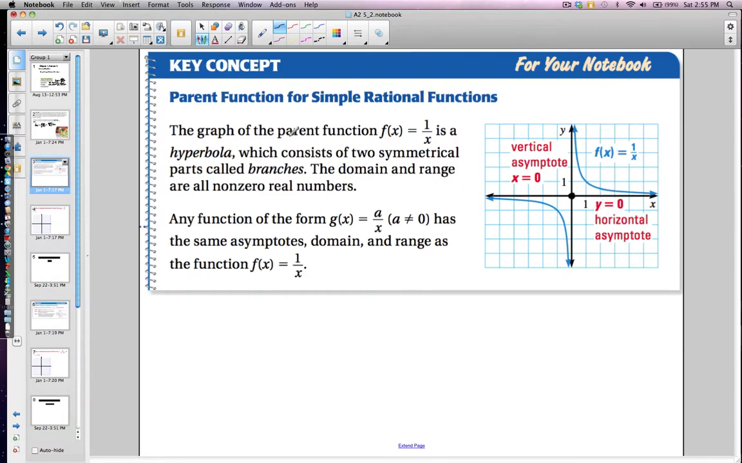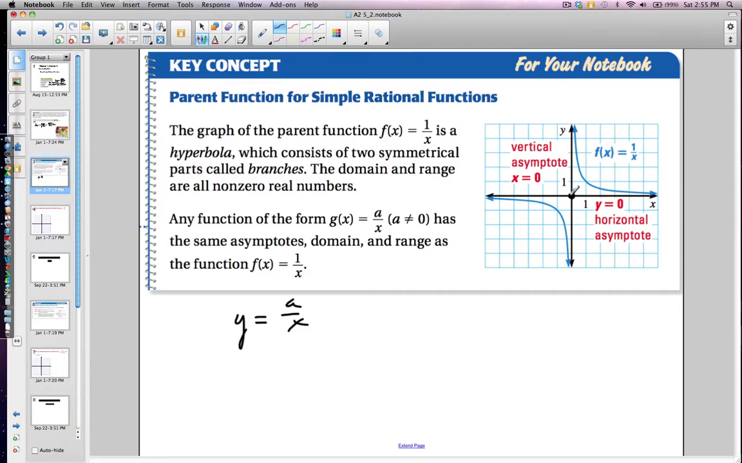So when we're in the parent function, and the parent function could be y is equal to a divided by x, which you'll notice is inverse variation. When we're in the parent function, the x-axis is the horizontal asymptote, and the y-axis is the vertical asymptote. And so we are inversely symmetrical around the origin.